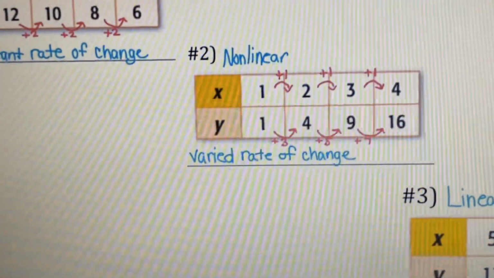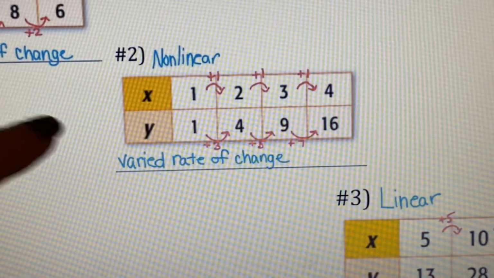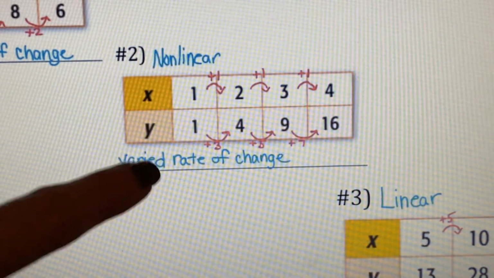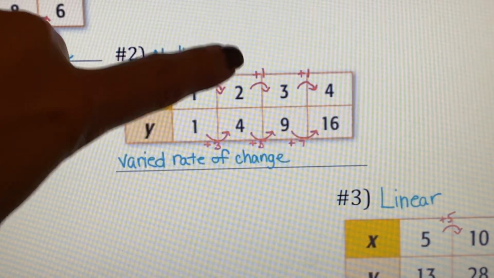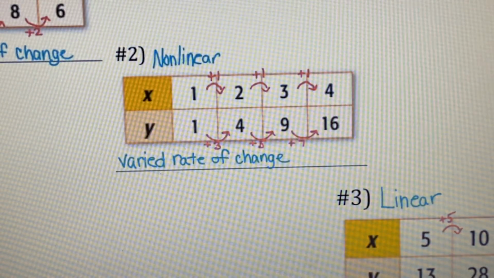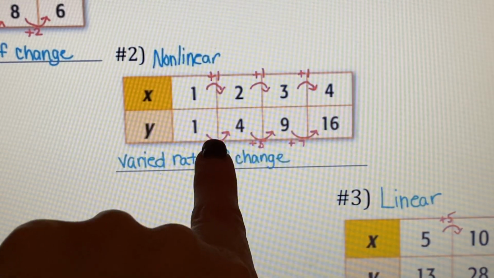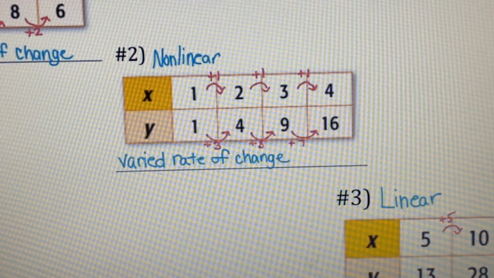Now over here, what we have is an example of something that you would see that's nonlinear. So this one right here, example 2, says it's nonlinear. It's a varied rate of change. So watch what happens. Up here on the input side, 1, 2, 3, 4. That's a constant rate of change. Yeah, we're adding 1 each time. But what happens down here at the bottom? We're adding 3, we're adding 5, we're adding 7. That's a varied rate of change. So that's going to indicate to us that if we were to graph that, it would not be a straight line. Therefore, that is not linear.